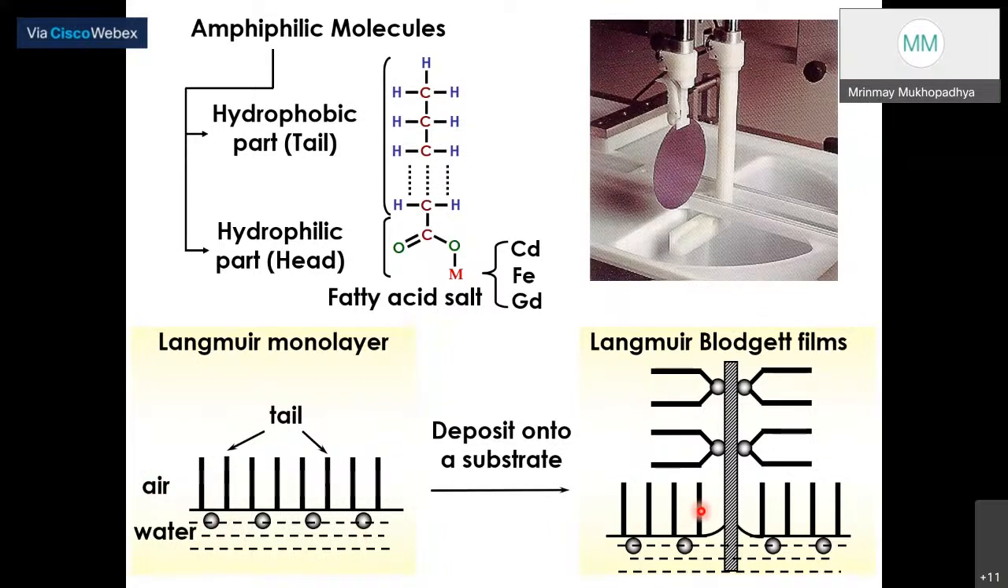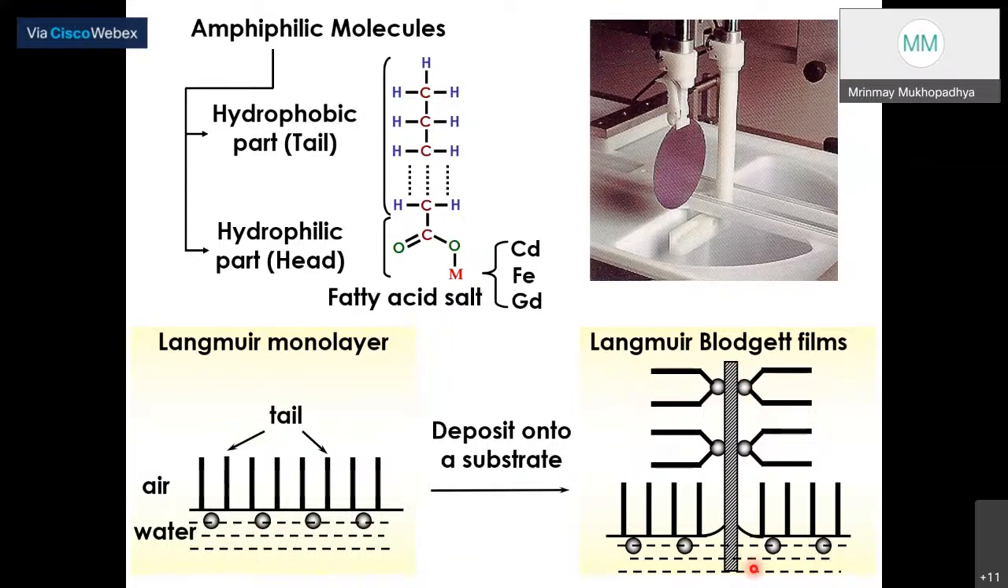And then you can deposit it on the substrate. So this is my silicon substrate, and you can deposit this monolayer on this substrate. And that is what I am going to show you, how you can determine the structure and the organization of those molecules from this monolayer.